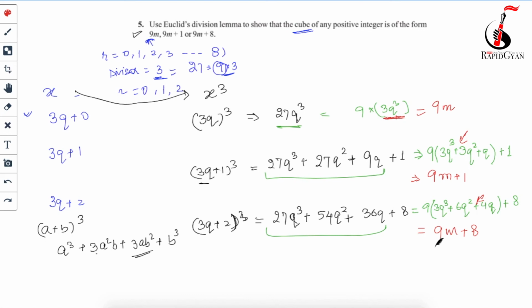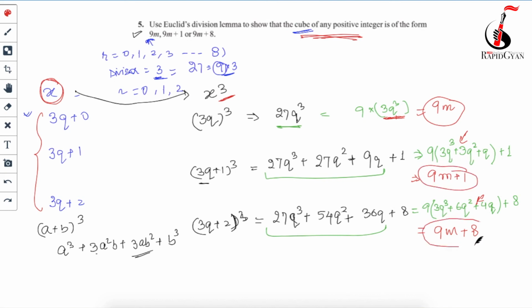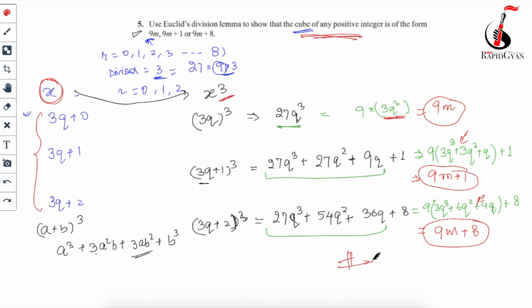So what we are seeing over here is that we started with any positive integer x, and by making the cube of it, we have written all the possible values, and after making the cube, we can clearly see that the cube of any positive integer can be written in the form of 9m or 9m plus 1 or 9m plus 8. That's it. It's proved. So alright students, we have covered this whole exercise 1.1 in this video.